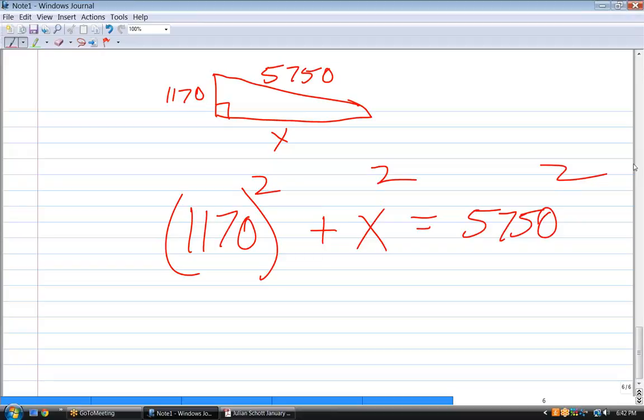You have a calculator in front of you? Okay, let's come up with some numbers. What's 1170 squared? 2,340. Does that make sense? That's 2 times 1170. Oh, we've got to square it. You've got to raise it to the second power.